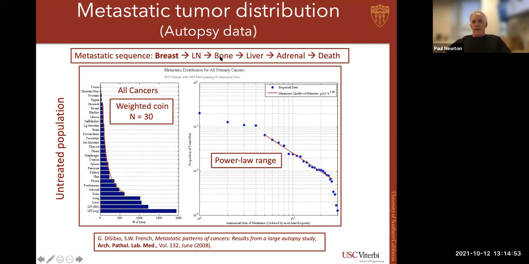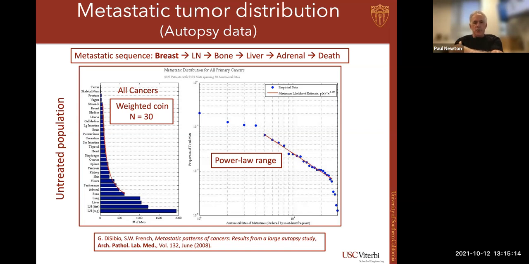The second one then appears and goes to the bone, and then a third one appears and goes to the liver, and then the adrenal gland, and then the patient dies. So I'm going to view that as a metastatic sequence. And what we've done here is we've taken data, which is autopsy data from the 1920s. So this is baseline data.